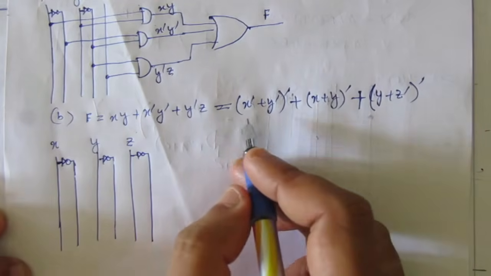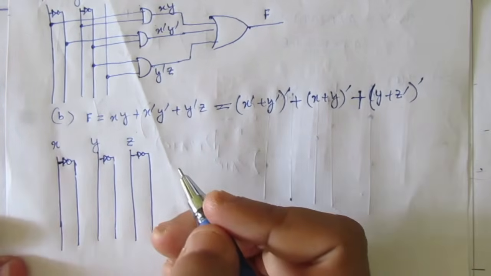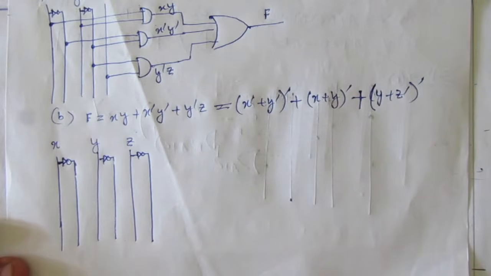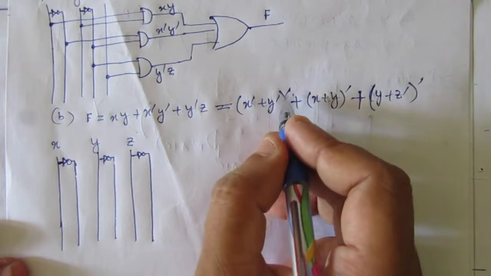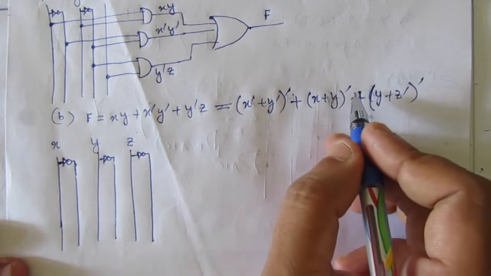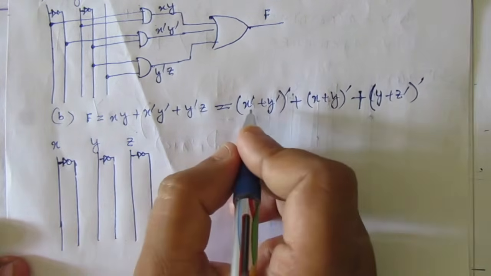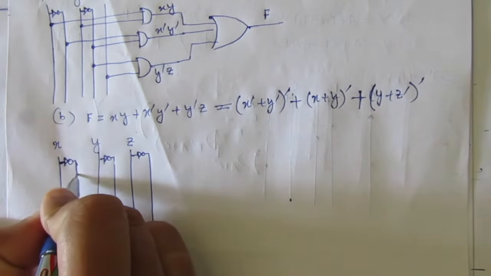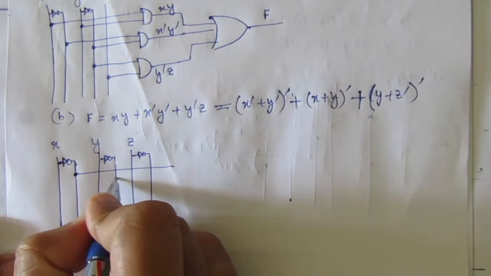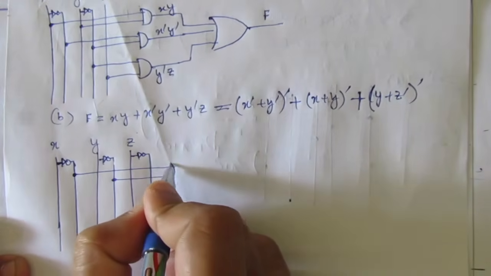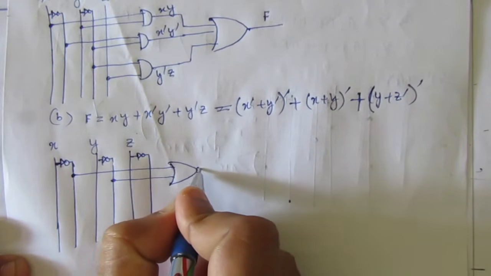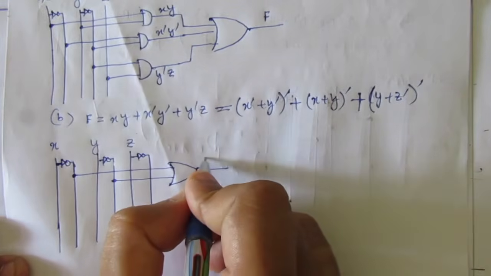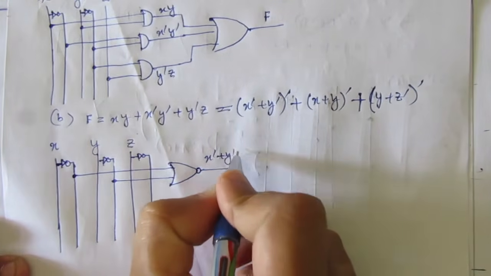The first term is x bar plus y bar whole bar. One thing you can see is that an OR gate followed by a NOT gate can be written as a NOR gate. A NOR gate is nothing but an OR gate followed by an inverter. So for x bar plus y bar, x bar is this one and y bar is this one. We'll use a NOR gate here, with a bubble, and we'll get x bar plus y bar whole bar.